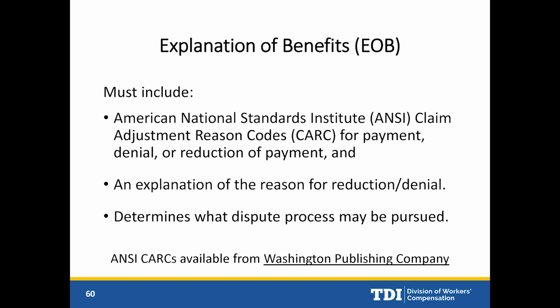So those ANSI CARC codes are available on the Washington Publishing Company website. You can just Google Washington Publishing Company and get those codes. Some of those codes don't apply to workers' compensation, but you should be able to determine which do and which do not. Just basically read the code that the carrier provided on the EOB and go to Washington Publishing Company and get an explanation of those codes, which the carrier should be providing anyway, but it may help.